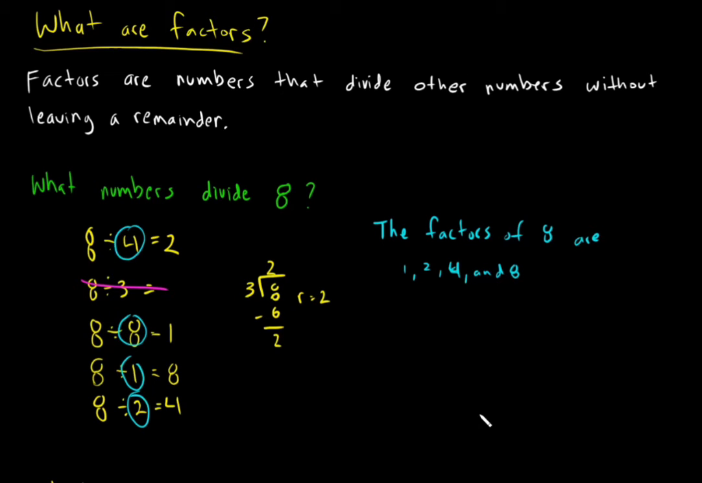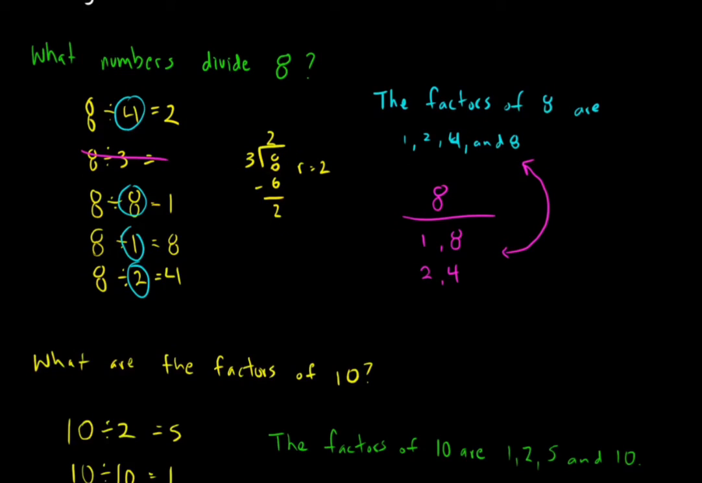A shortcut way of finding the factors is to list all the ways you can multiply to get that number. That's another way of thinking about it. So for 8, list all the ways you can get 8. So 1 times 8 will give you 8. 2 times 4 will give you 8. And if you look, this list matches that list. So that's another way of finding all the factors.